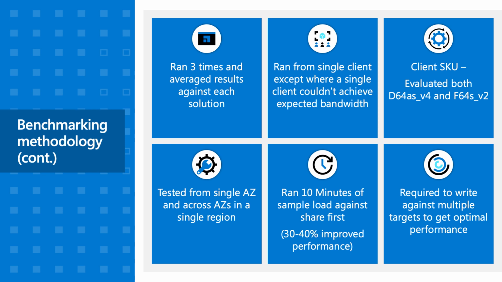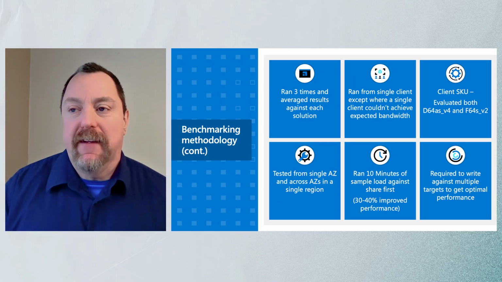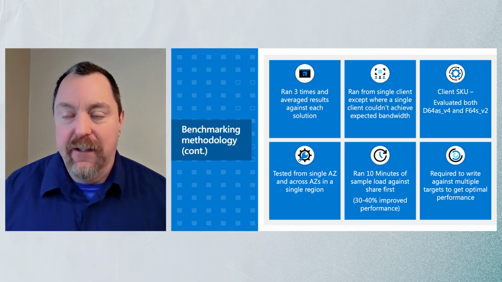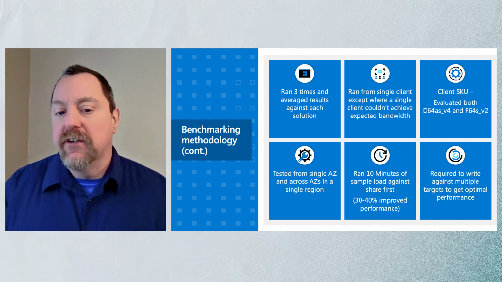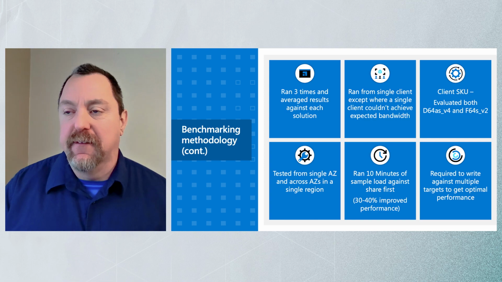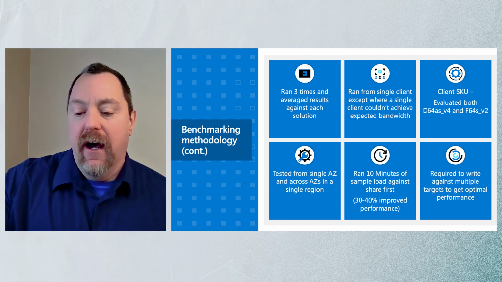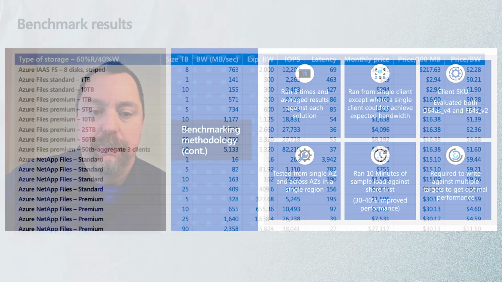From a recommendation perspective, I did run the command for 10 minutes of random IO to the drive first. And in doing that, I did see a 30 to 40% improved performance. Now, in reality, you would be running random IO consistently against this share, so I wouldn't expect that to be something that you'd have to do on a routine basis. This was only relevant for benchmarking. And I required writing against multiple targets to get optimal performance. And we'll see the difference between when I did and when I did not.